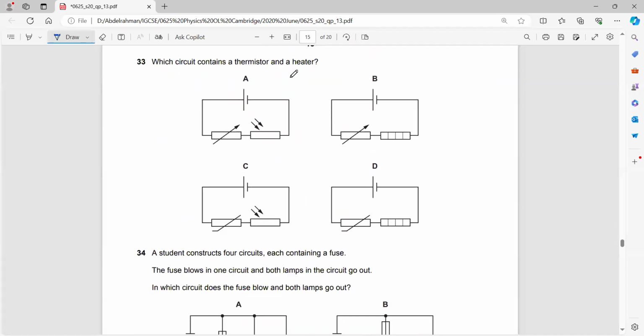Which circuit contains a thermistor and a heater? This is not a thermistor. This is a thermistor. Yes, the thermistor and the heater.